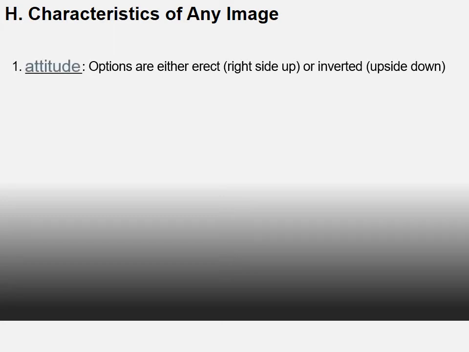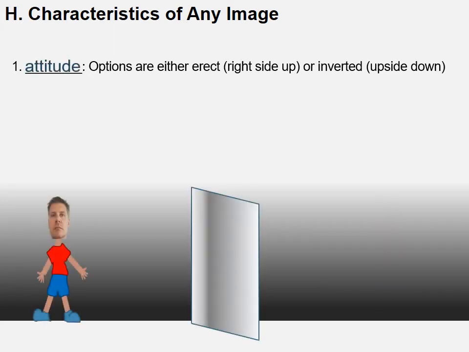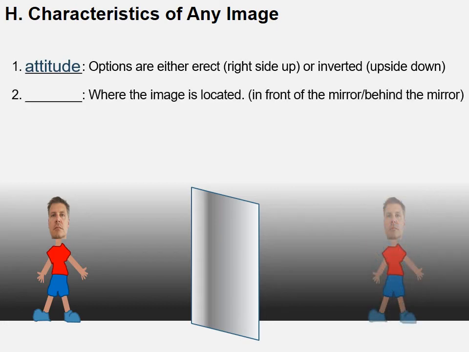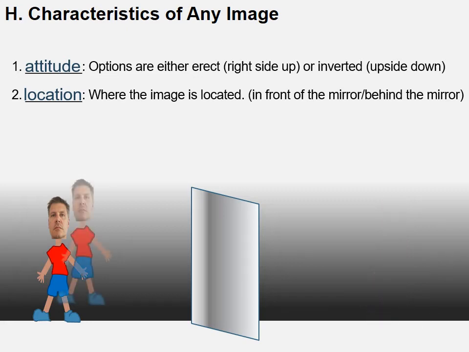An image's attitude is either erect or inverted. In a plane mirror, the image is always erect. It is never inverted, at least not in a plane mirror. The location is where the image is located, which could be behind the mirror, like it is in a plane mirror, or in special types of mirrors, it could also be located in front of the mirror.